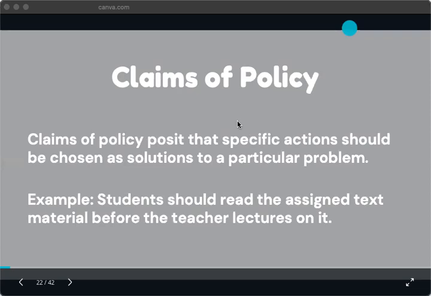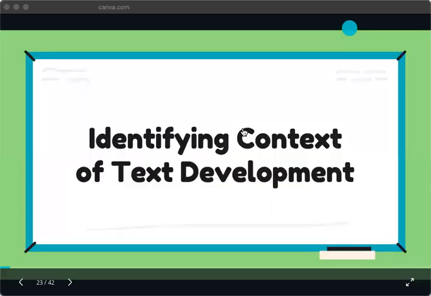Let's move on to the next part of the discussion. We will be identifying the context of text development. The title sounds scary, no? But this is the easiest part of the discussion. Context of text development. We talk about how to be a critical reader, right? At this point, we will define what is context because everything that we read shall be put in context.